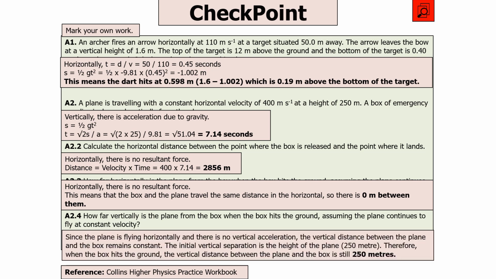But vertically, there is going to be an issue because since the plane's flying horizontally and there's no vertical acceleration, the vertical distance between the plane and the box remains constant.